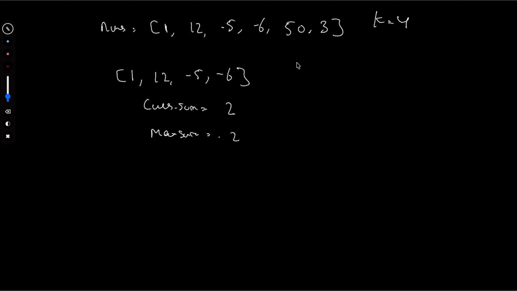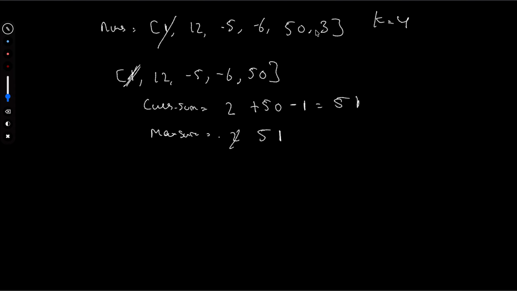We add 50 and remove 1. So the current sum is 2 plus 50 minus 1, which is 51. So the max sum is 51.